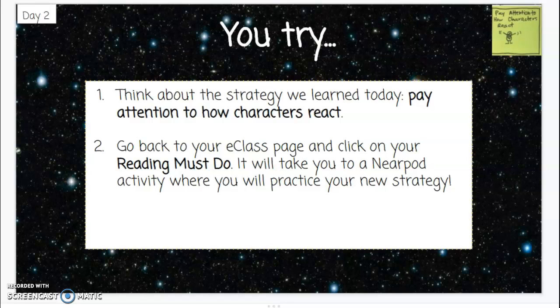So now it's your turn to try that. What I want you to do is to think about what we learned today. How you pay attention to how the characters react in the story by what they say and by their facial expressions. So go ahead and go to your reading must-do, and it will take you to a Nearpod activity where you're going to practice this strategy we just did together. I will meet you back at Zoom about 9:15.